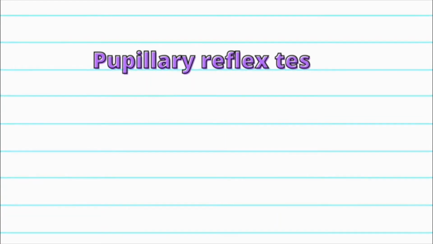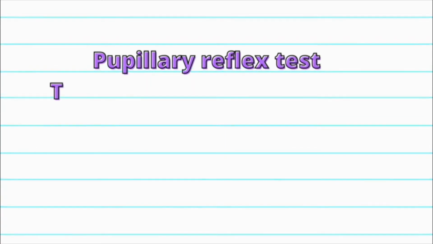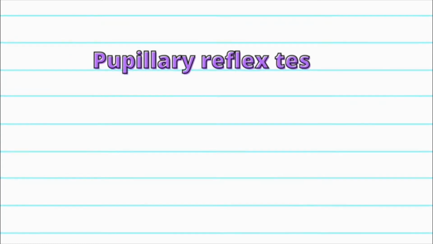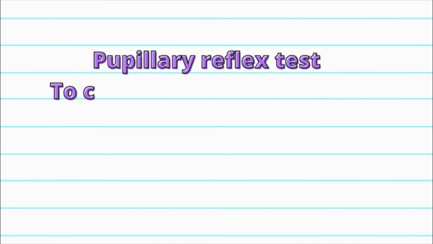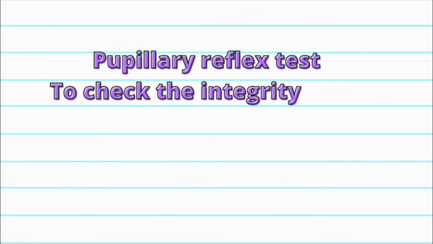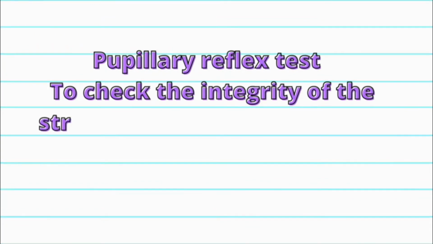Okay, so why do we have to know all these structures and pathways while we're just going to do the reflex test? Now, the pupillary reflex test helps us to check the integrity of these structures along the pathway. So, if there is a defect, a pupillary defect, there may be a problem with one of the structures along the pathway, either the afferent pathway or the efferent pathway.